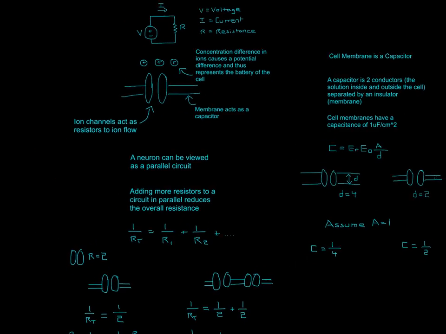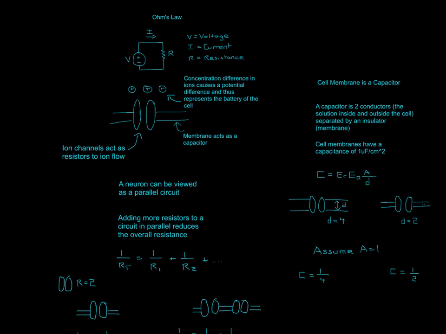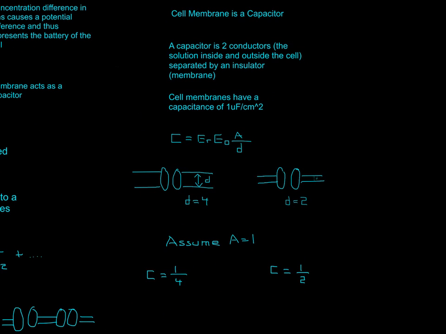Let's talk about the final thing, which is the membrane acts as a capacitor. The cell membrane is a capacitor, because the definition of a capacitor is two conductors, and the two conductors in our neuron are the solution inside and outside the cell, separated by an insulator. The insulator is the membrane itself. Cell membranes in general have a capacitance of 1 microfarad, F is farads, which is the unit of capacitance, per centimeter squared. And the equation for capacitance is C equals a constant times area divided by distance.